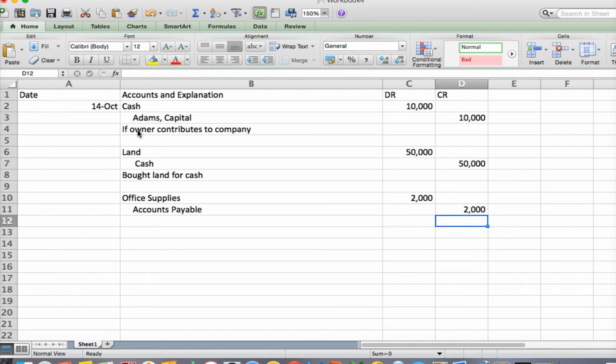So again, in terms of the basic accounting equation, office supplies, which is an asset, goes up $2,000, and liabilities, accounts payable, also goes up $2,000. So that stays in balance. And you see that all of these entries have an equal number of debits and credits, so that stays in balance.